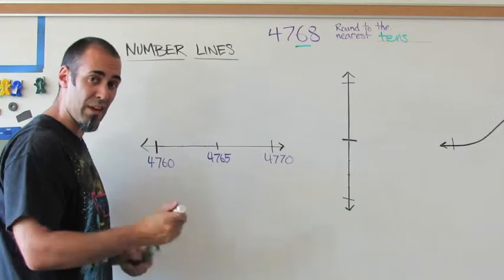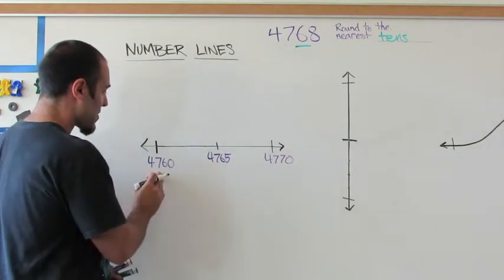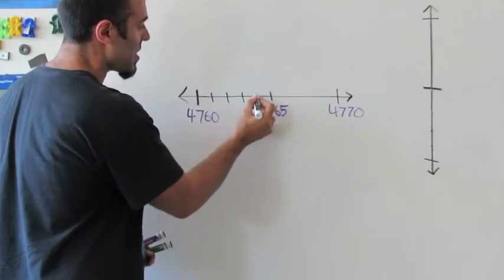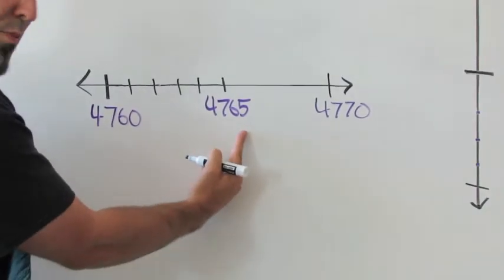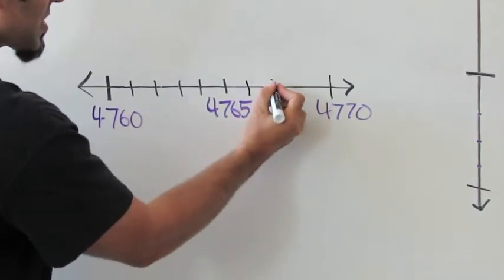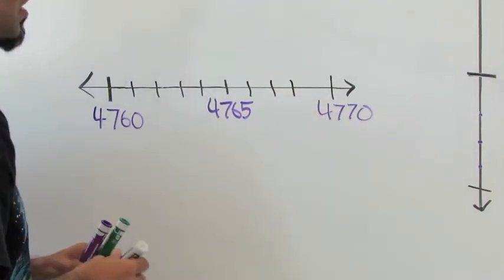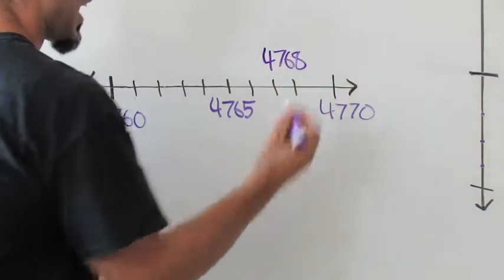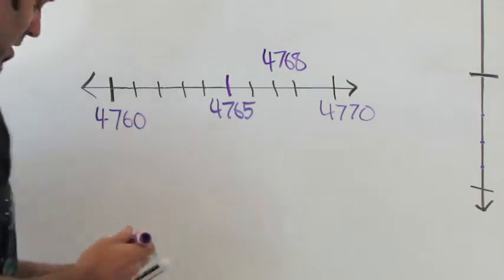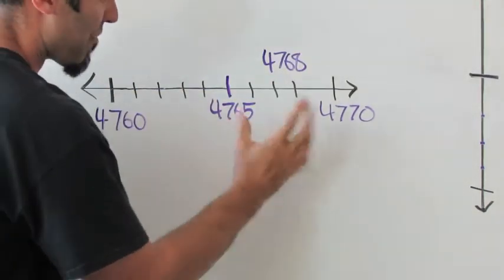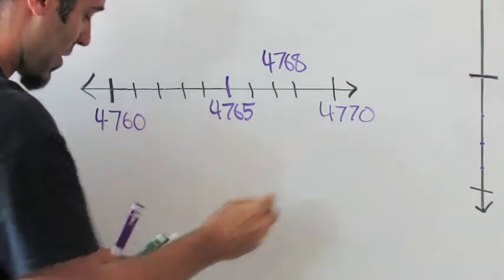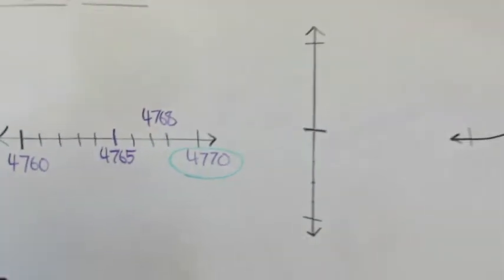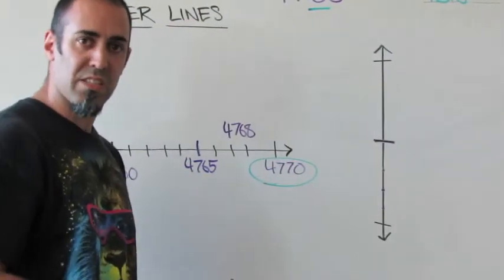And I can do that simply by counting and drawing tick marks as I count. 4,760, 4,761, 62, 63, 64. 65 is the midpoint. 4,766, 67, 68. So this here is 4,768, and I can see by looking at the midpoint that this number comes after the midpoint. Therefore, I'm going to be rounding up to 4,770.